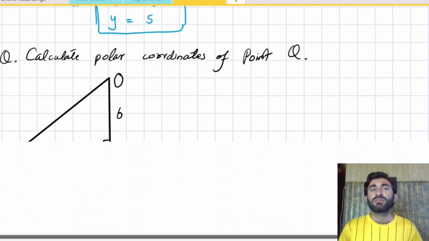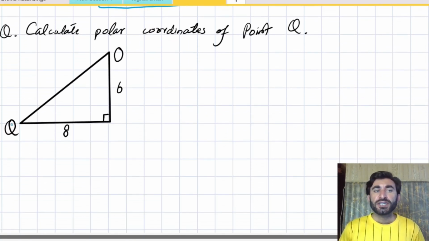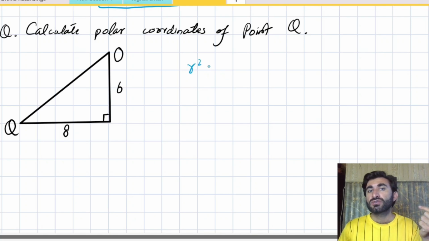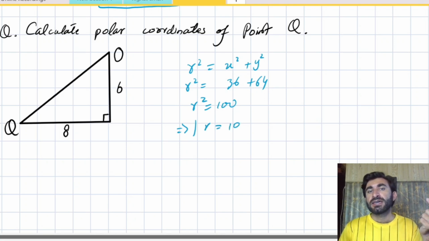And in the second example, we have another point Q over here, right? And we want its polar coordinates while we are given its rectangular coordinates. And we know that the polar coordinates are R and theta. So what is the value of R square? It is definitely x square plus y square, and here it becomes 6 square plus 8 square, which I will write 36 plus 64. R square becomes 100 and R becomes 10.